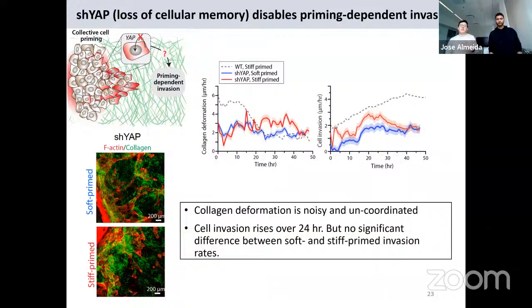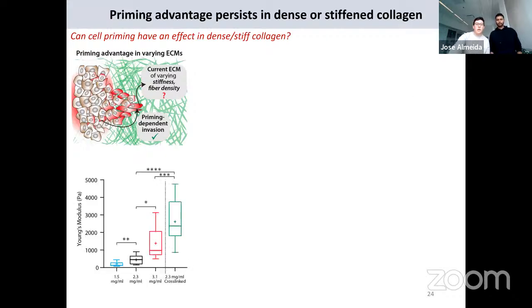So now we're going to take a little step back from this and just talk about the environment overall. We messed with the cell's ability for the cell matrix transfer, but that was the cell aspect. Now we're going to look into the matrix itself. And we wanted to see if priming can actually affect dense and stiff collagen environments. So in order to do that, we used different collagen concentrations. We used 3.1 milligrams per milliliter, and then we used our control concentration, but that is cross-linked.